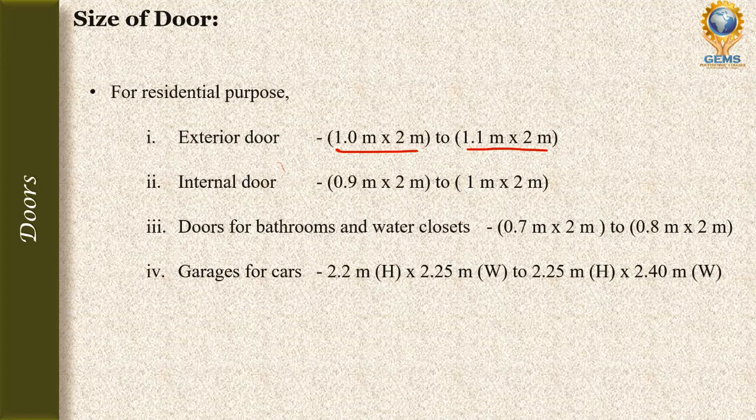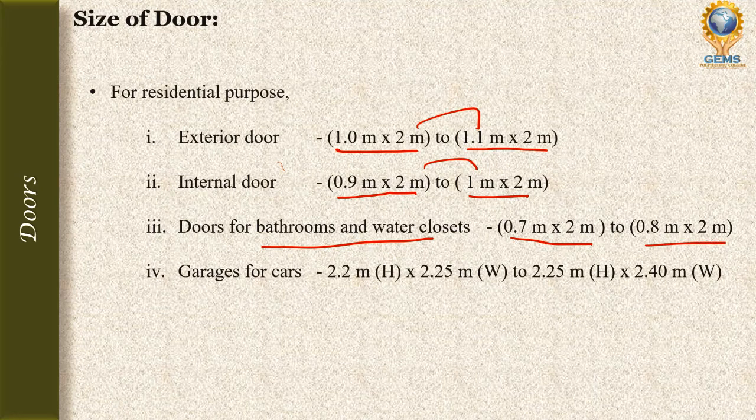Second is the internal door. That means your bedroom door or your kitchen doors. For these bedroom internal doors, the size will be 0.9 meter by 2 meter to 1 meter by 2 meter. So you can fix any size between these two for external or internal. If you are going to use the door for bathrooms and water closets, the sizes will be 0.7 meter by 2 meter to 0.8 meter by 2 meter.